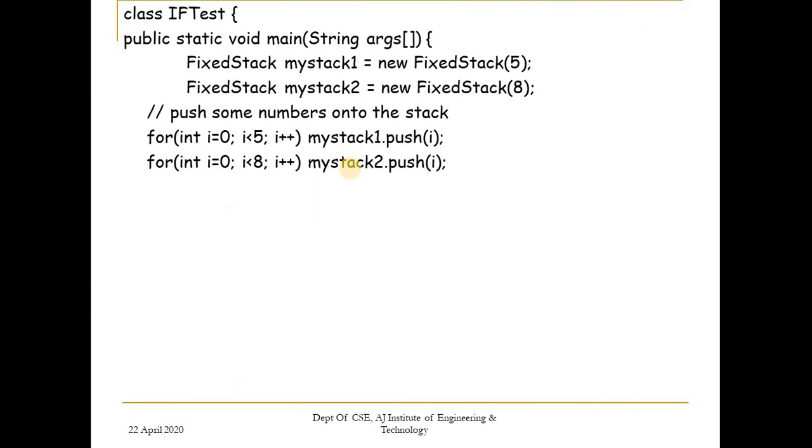So that was about the push and the pop methods. Now we have implemented this main method. See, main method inside the class if test. Now in this main method, we created two objects of type fixed stack. Okay, so we are passing 5 and 8 here.